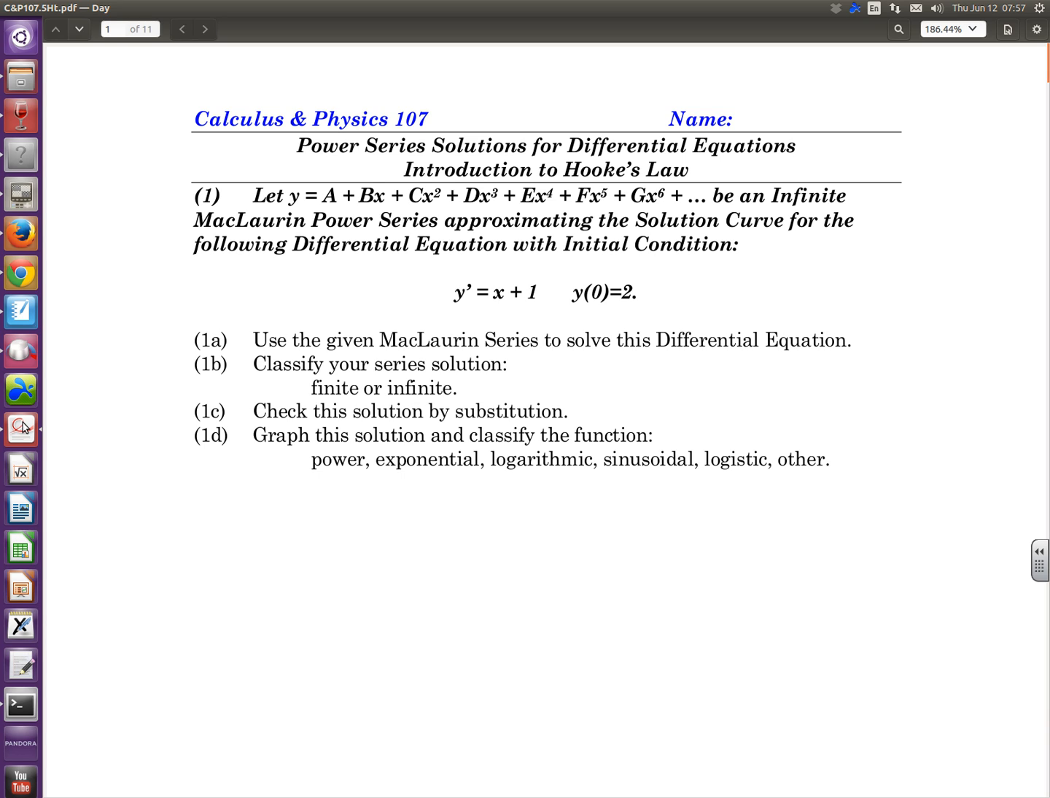Now this is really ridiculous. Can't you just integrate that? dy dx is x plus 1. Move up the dx. Integrate, you get x squared over 2 plus x plus a constant. Figure out the constant, right? This is incredibly easy to do by variable separable. That's not the point. The point is, how does this other method work so that we can use it when we can't variable separate? So, use this given Maclaurin series to solve the differential equation.